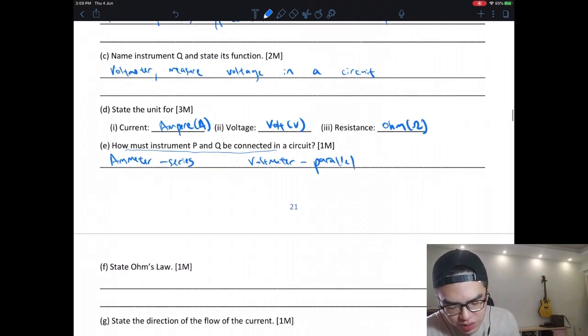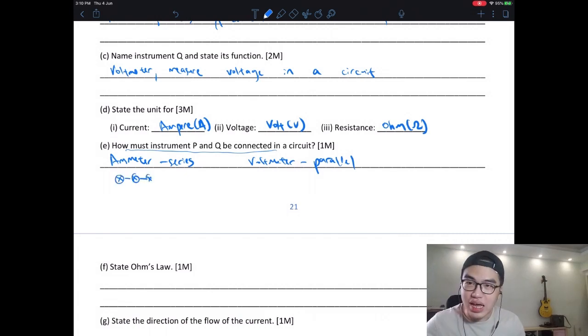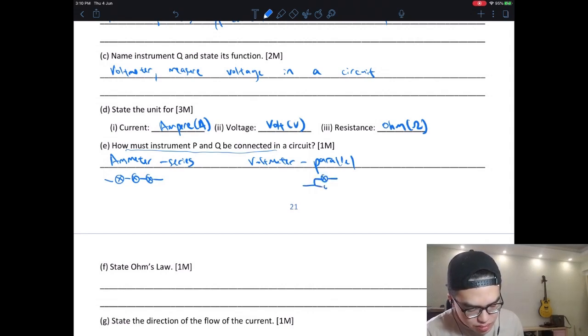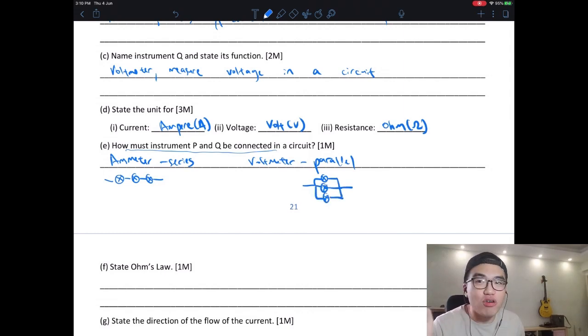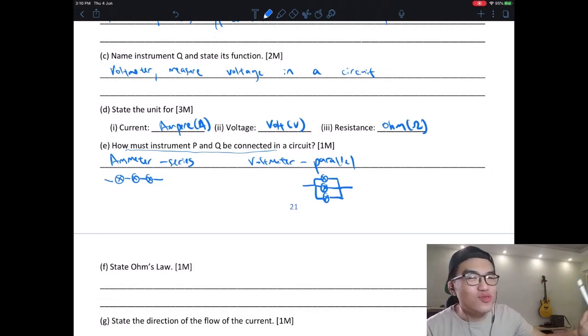Series means the bulbs are connected like this, like one straight line. Parallel means it's connected like this. Which means for series, if you switch it on, all three will switch on. Parallel, you can switch on one by one. Like your house is using parallel. I don't think your house is using series. If your house is using series, means you switch on this light, everything in your house will turn on. That would be a very stupid design. So your house is using a parallel circuit.